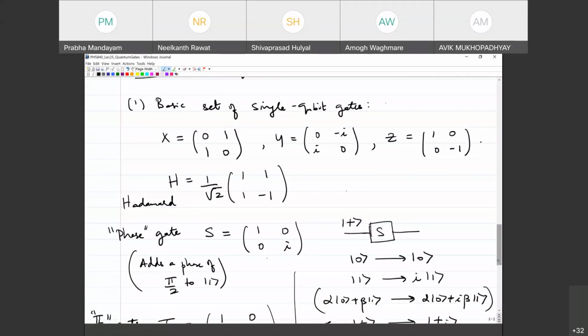I can keep writing matrices like this, right? But there has to be some structure, right? And unless there is some structure, I cannot even make a universality claim, right? And what is the universality statement? It says that there is some basic set of operations or basic set of gates from which all quantum operations can be realized.